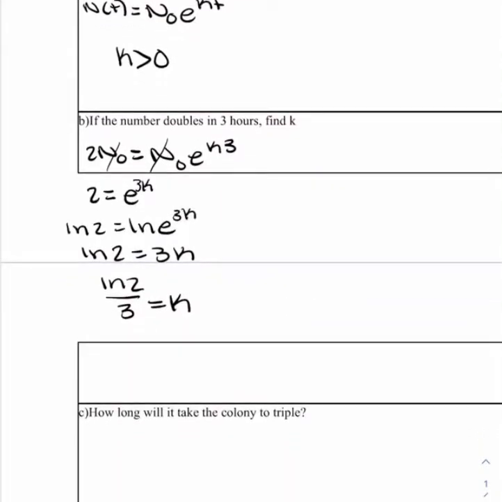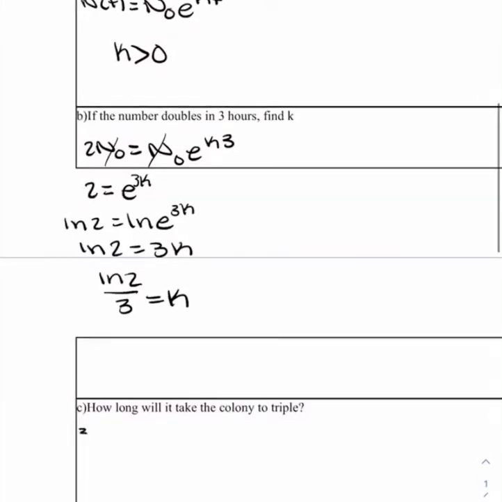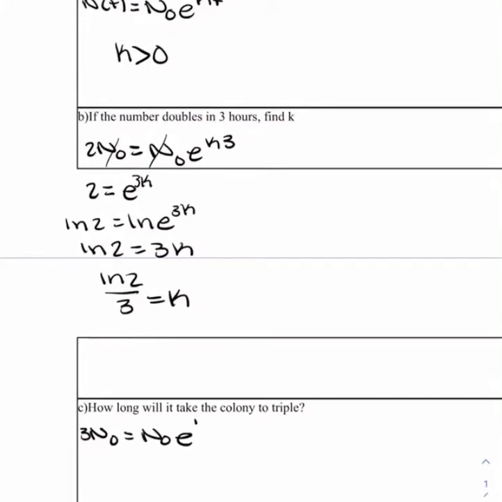So now I want to know how long will it take the colony to triple. So now 3 times the initial amount. So 3 N sub 0 equals N sub 0 e. I do know k. We just found k in the last example. So natural log 2 divided by 3, but I don't know t. That's what I don't know, and that's what I'm trying to find. So again, my N sub 0s cancel. So I'm left with 3 equals e to the natural log 2 over 3 times t.